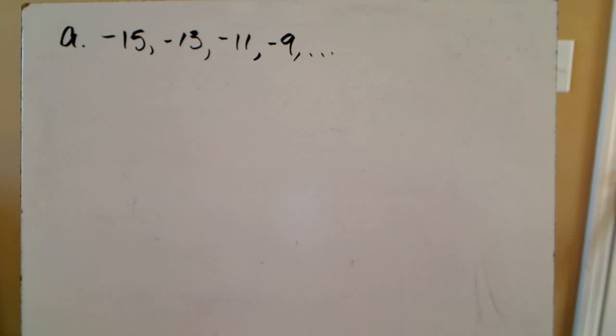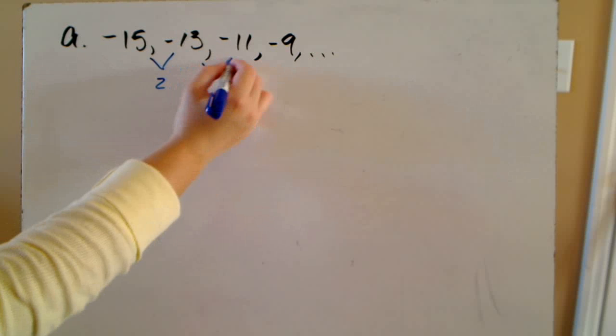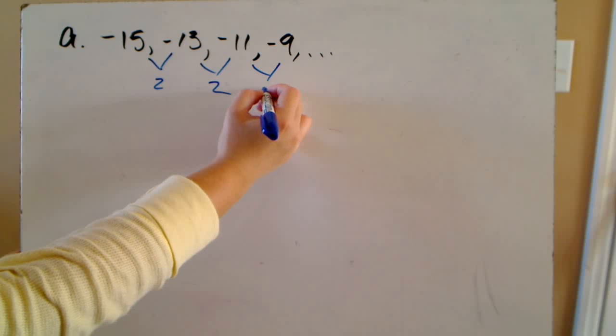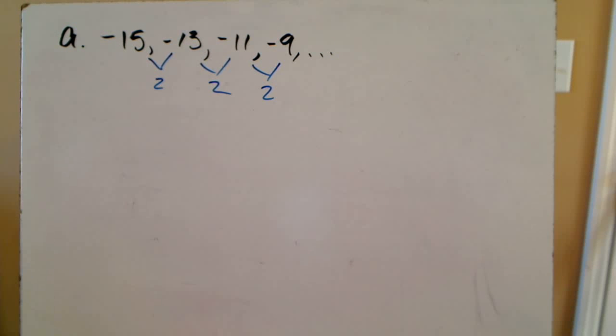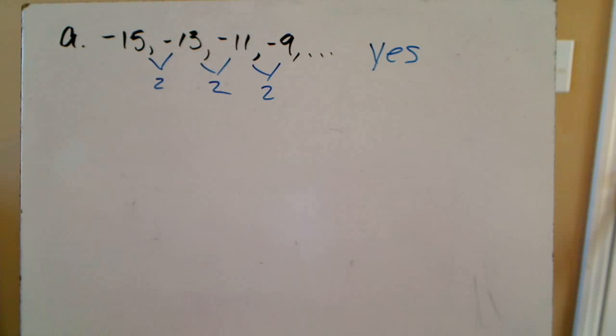So the first thing we need to do is figure out the difference between each number. In between negative 15 and negative 13, we have 2. In between negative 13 and negative 11, we have 2. In between negative 11 and negative 9, we also have 2. So because they're all the same, then we know that, yes, it is an arithmetic sequence, because they're all the same.